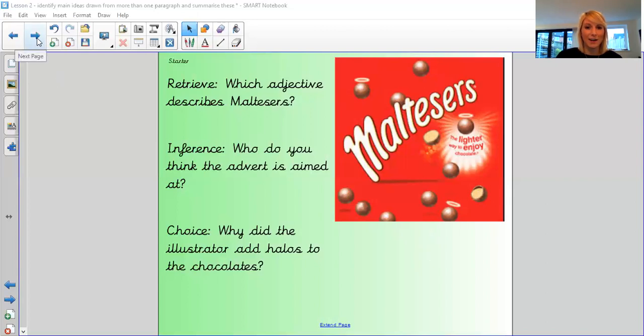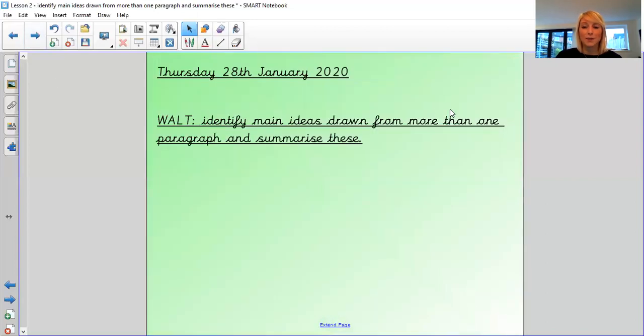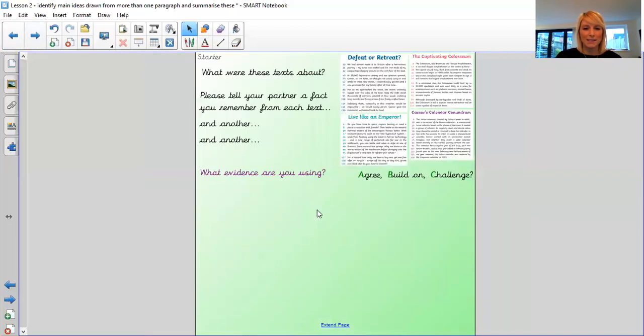Right then, let's have a look at our WALT for today. So it's very similar to the last guided reading lesson, but we're building on what we learned then. So the WALT is to identify main ideas drawn from more than one paragraph and summarise these. So we're working on summarising again. So if you remember, summarising is about simplifying the text, isn't it?